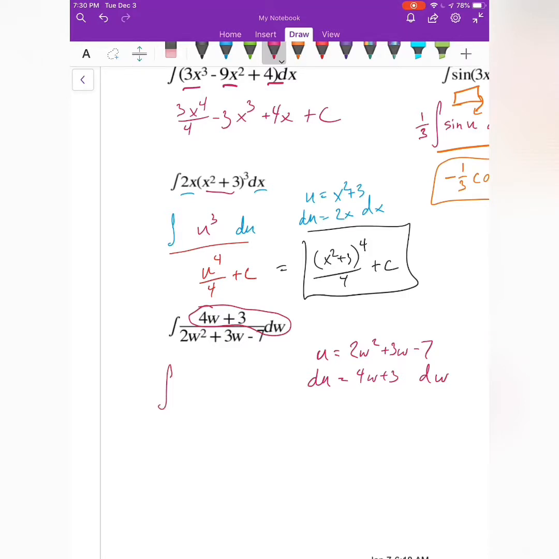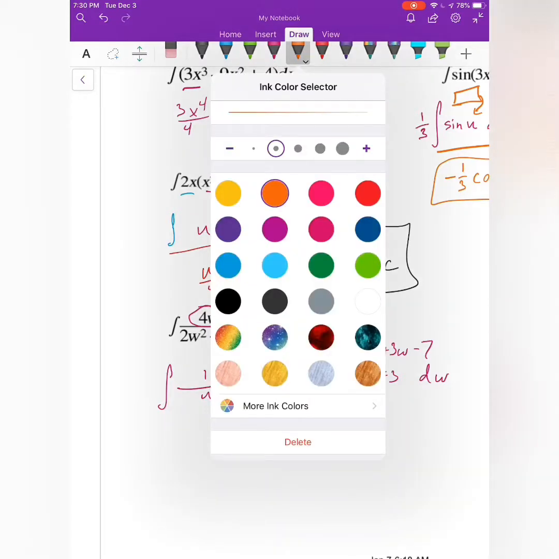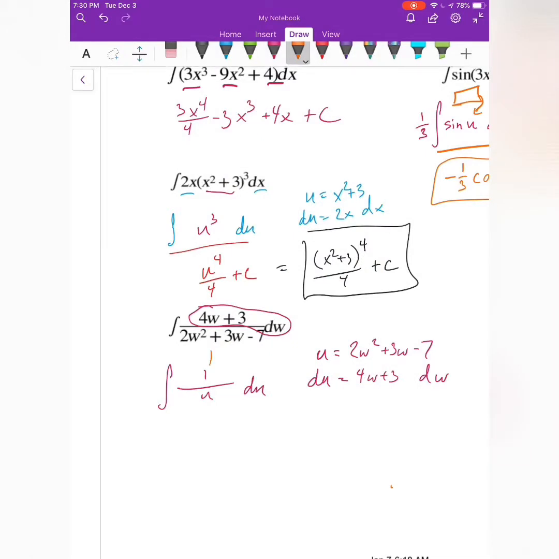So all that comes out, and that's du. The denominator is u. Nothing left in the numerator, so I have to put a 1. And does that look familiar to you? And if you don't know, I don't have it memorized, I think this is a prime example to do one of these.